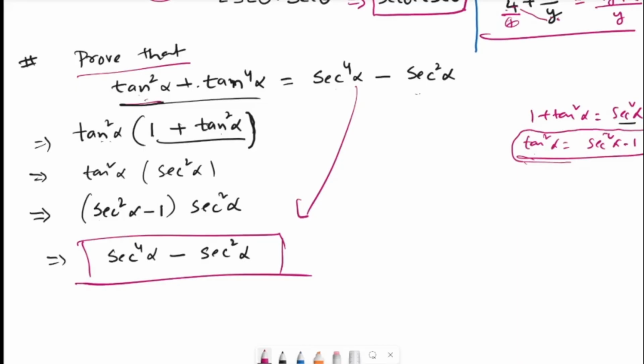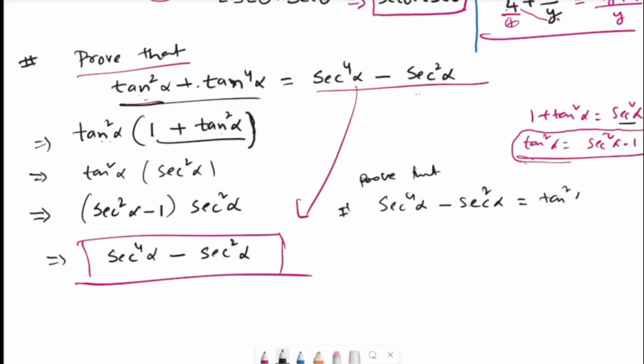Now pause the video. Do me a favor. Take the right hand side, secant 4 alpha. Pretend this is a different question. Prove that secant 4 alpha minus secant square alpha equals tan square alpha plus tan 4 alpha. You try this, it's pretty similar. First take the greatest common factor, then instead of secant square, write in terms of tan square. You can write secant square as 1 plus tan square and try it.